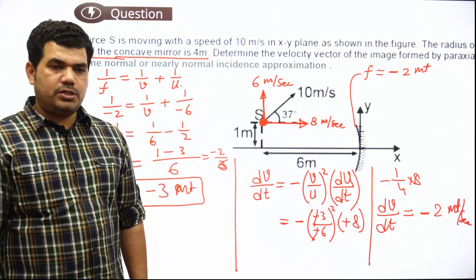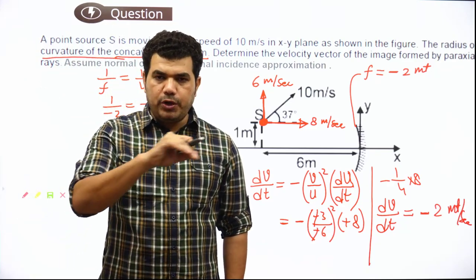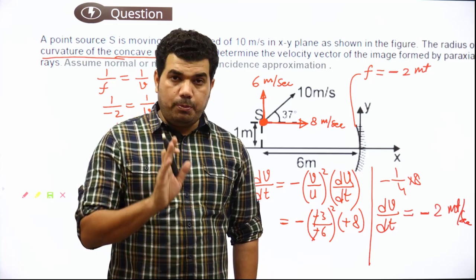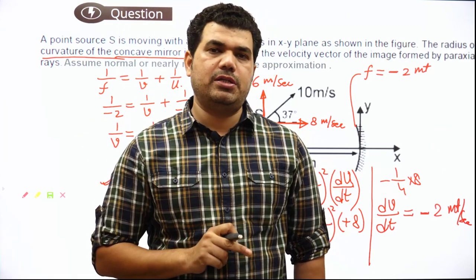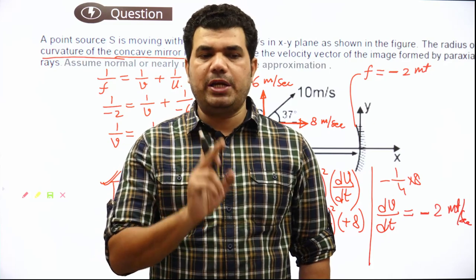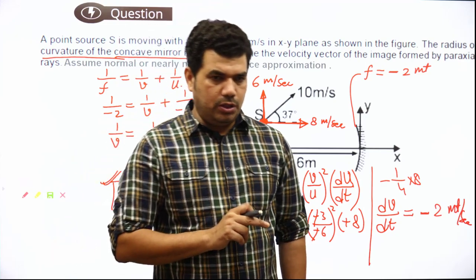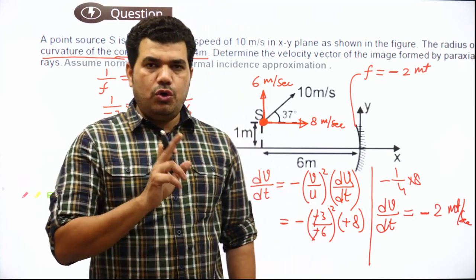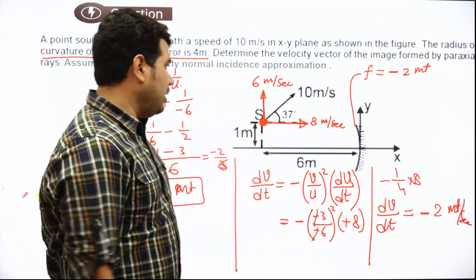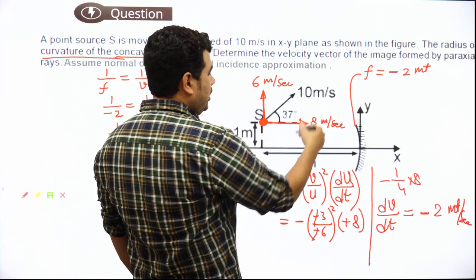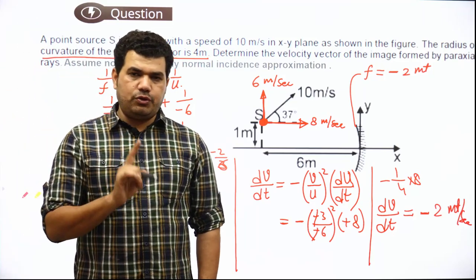This is your first answer. The component of the velocity which is parallel to the principal axis is minus 2 meter per second. It's not 10. So the component of velocity due to this parallel motion is minus 2. Remember this.